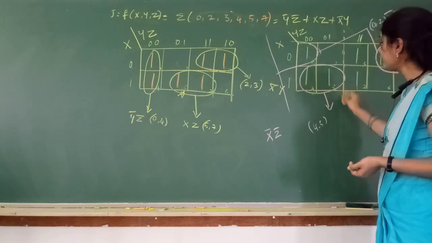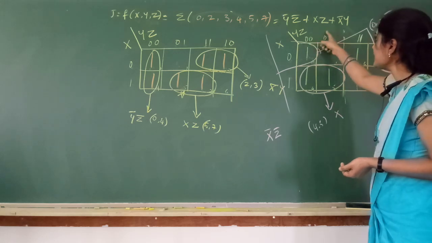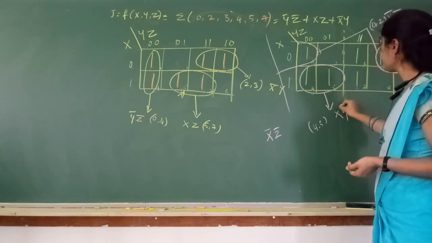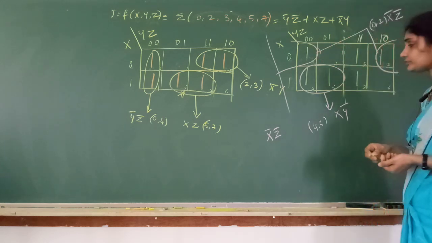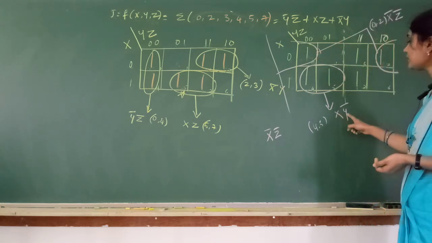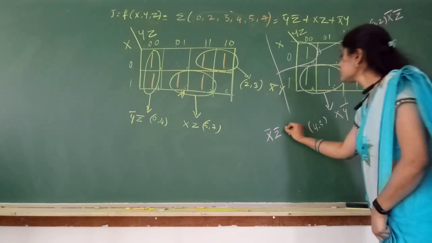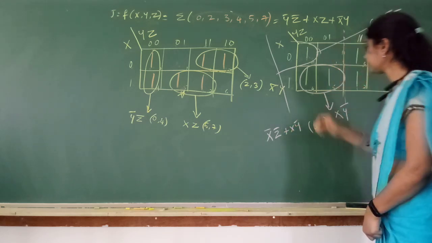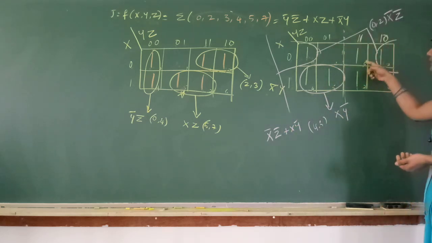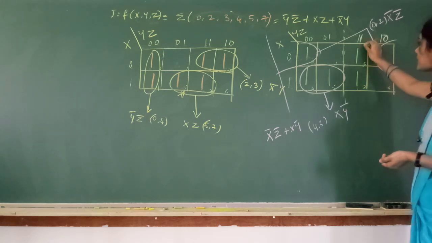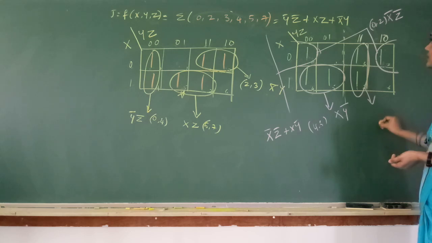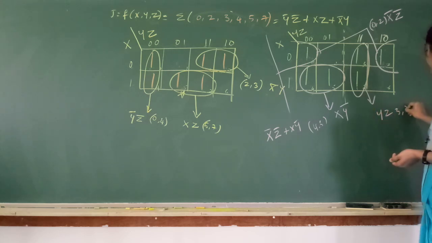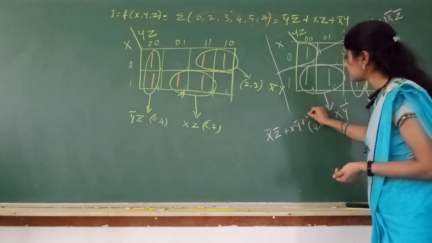X is taking 1 for both, so it is x. And y is taking 0 for both, so it is y bar. Z is taking 0, 1, so it gets cancelled. So what is the second term I have got? X y bar. So plus x y bar. Then 3 and 7 are not covered. So I can group 3 and 7. So what is the equation I get if I group 3 and 7? YZ. If I group 3 and 7, I get YZ.